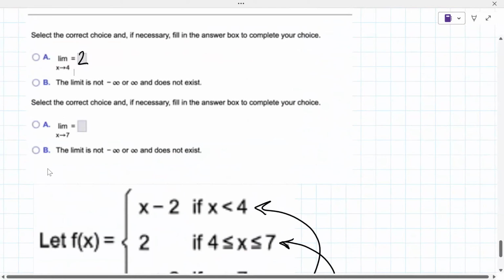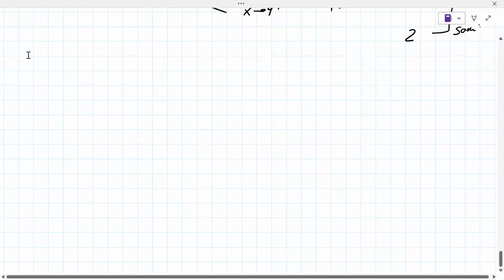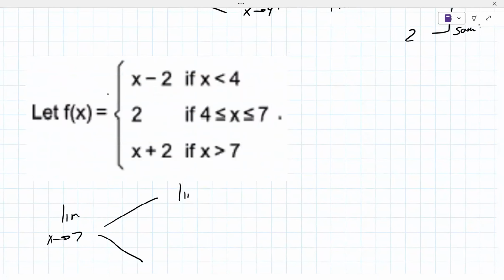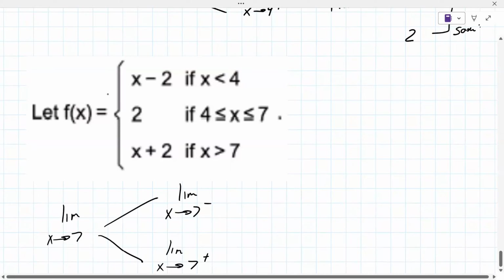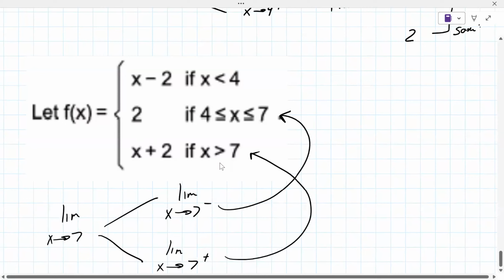So the limit is 2, and we're happy. Okay. All right, for the next one, we're finding the limit as x approaches 7. So we're going to repeat this process. We're finding the limit as x approaches 7, which is really 2 things. It's the limit as x approaches 7 from the left, the limit as x approaches 7 from the right, which means that you're going to use this one and then this one. And you're putting the x value into each function.